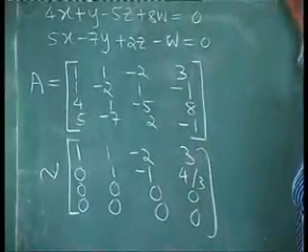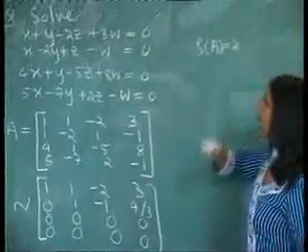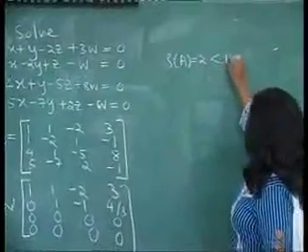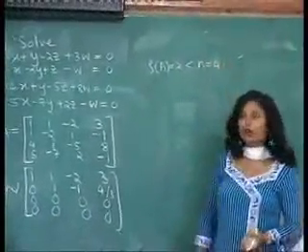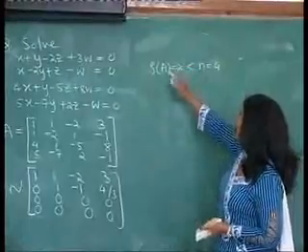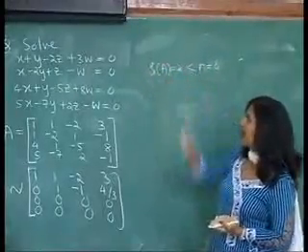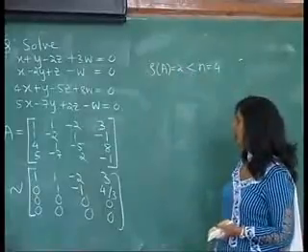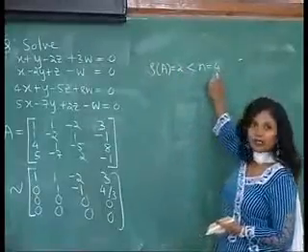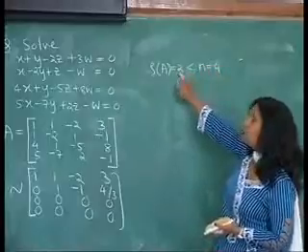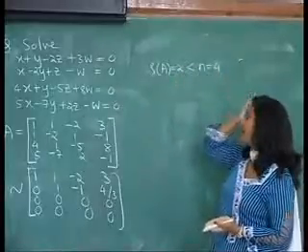Rank of the coefficient matrix is 2, and number of unknowns is 4. So number of equations is less than the number of unknowns. If that happens, the system has infinitely many solutions, and 2 of the variables, because the difference is 2, will be free variables.